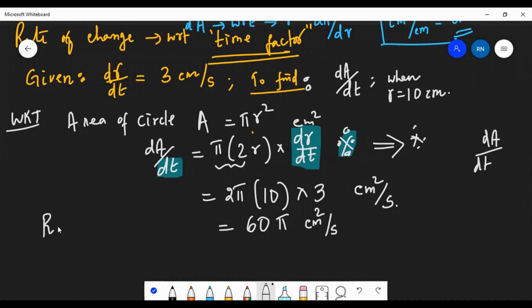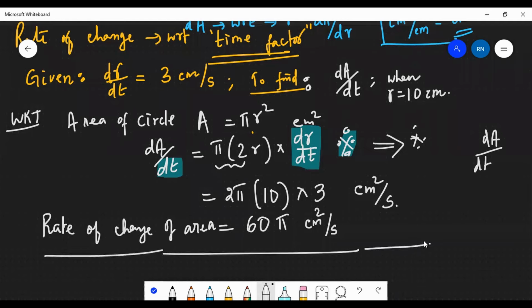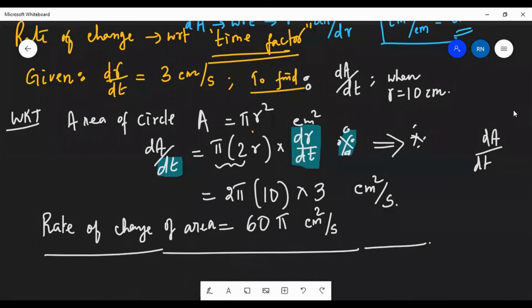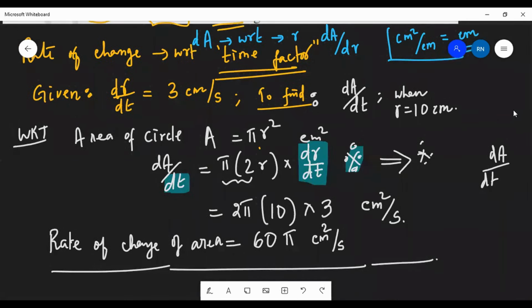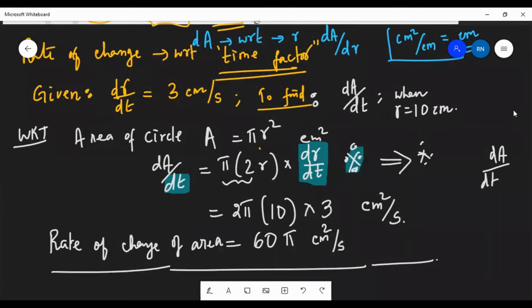Now you translate into words: rate of change of area. It's complete. Don't try to substitute for pi and all that. You have to leave that in symbols only. So do not get into decimal simplification. That is not at all your task.